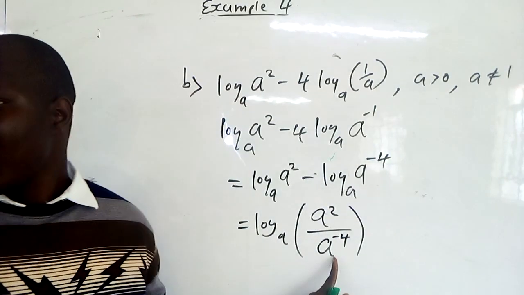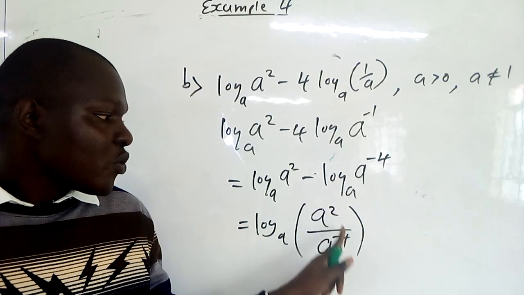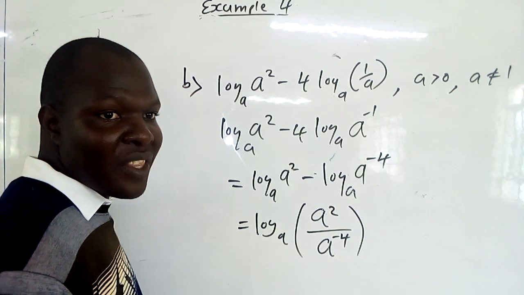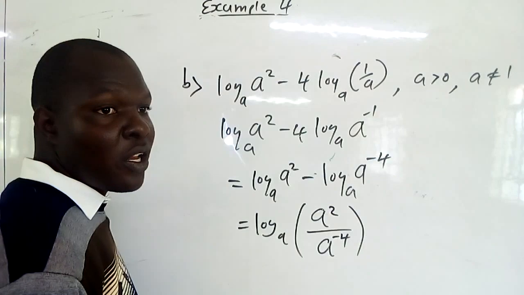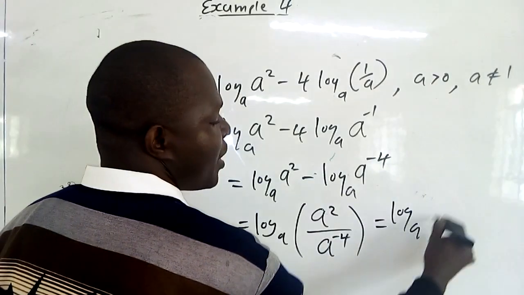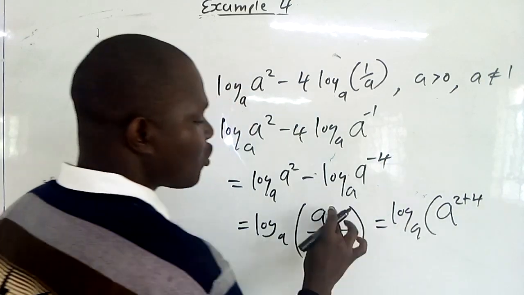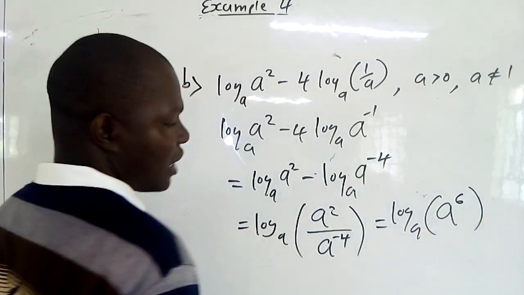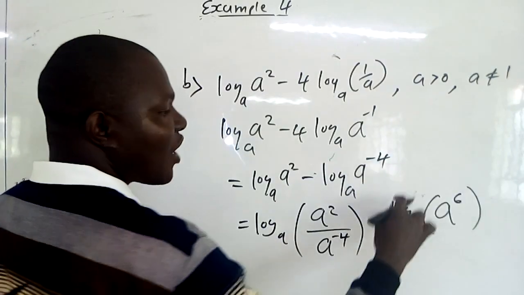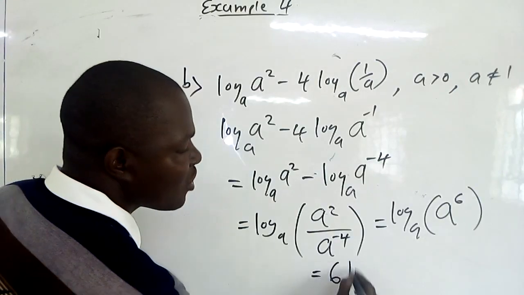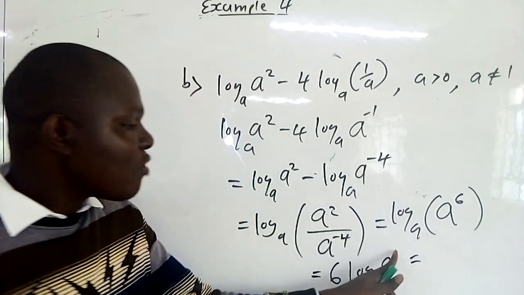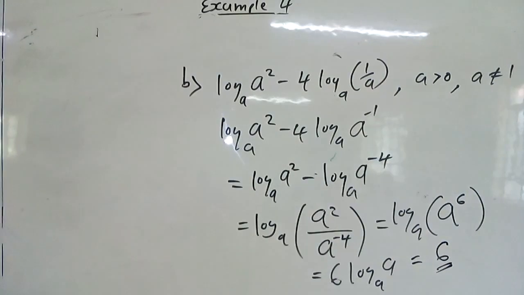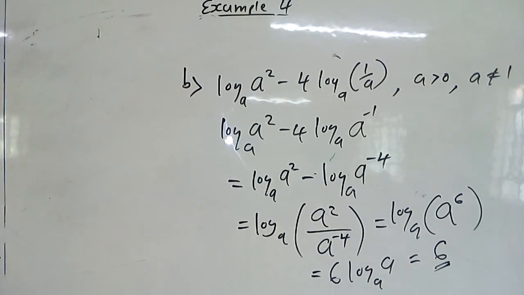So what is A squared over A raised to negative 4? Laws of indices: same base, you subtract because of division. 2 minus negative 4 is 2 plus 4, which is 6. So here we have log to base A of A to the power 6, because 2 minus negative 4 is positive. Now that 6 becomes the coefficient, so there you now have 6 log A to base A. A log of a number to the same base is 1, so you remain with 6. Good. That is how to sort out a problem like that.